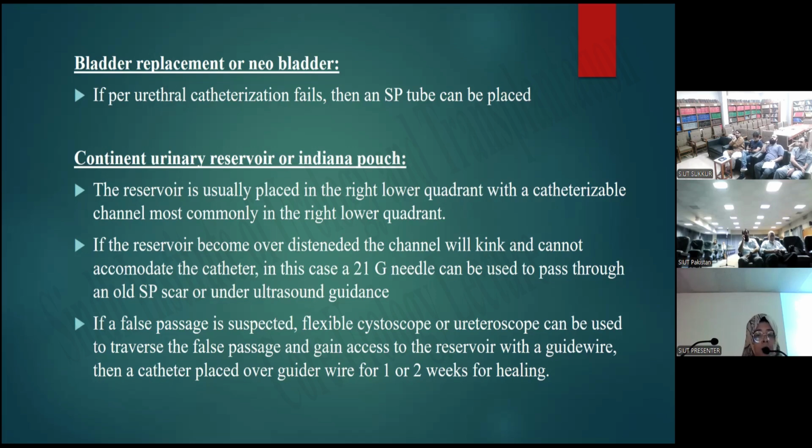We should always avoid forceful catheterization through the channel, because you can create a false passage and you can perforate that channel. So if a false passage is suspected, then a flexible cystoscope or ureteroscope can be used to traverse the false passage and gain access to the reservoir with a guide wire. Then a catheter is placed over the guide wire for 1 to 2 weeks for healing.